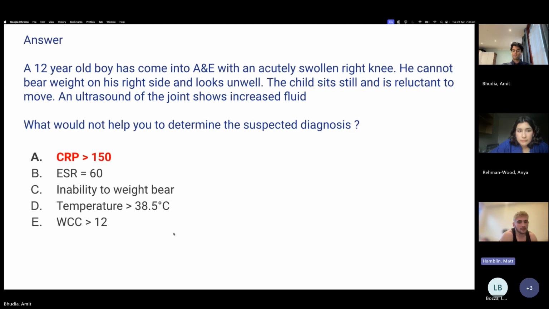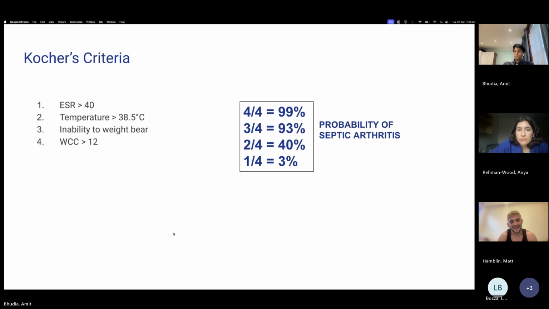So a swollen red hot knee in exams is septic arthritis until proven otherwise, and you want to rule that out first because it can kill people. The ultrasound of the joint is showing some increased fluid, kind of suggesting an exudative process. As you may know, like in pleural effusions, exudative processes tend to be more infective, and CRP is just a very non-specific marker of an inflammatory process. So in criteria like the Kocher criteria, which is on the next slide, it doesn't really have any bearing.